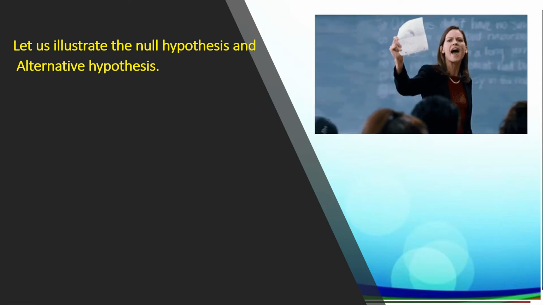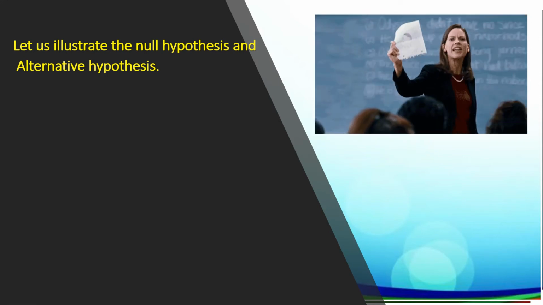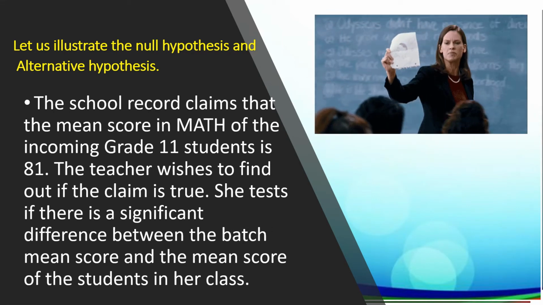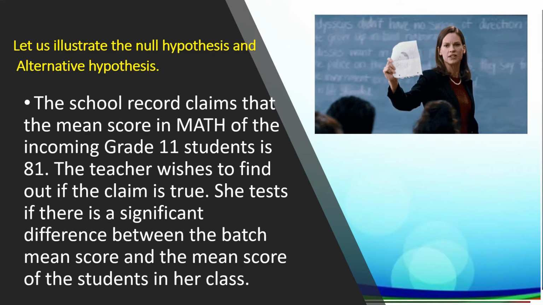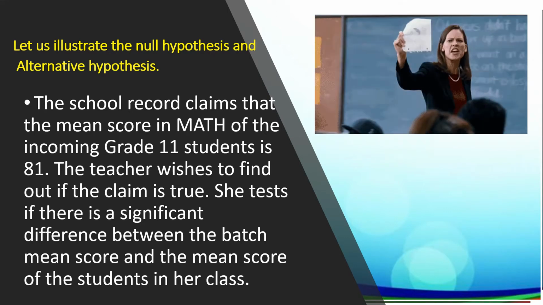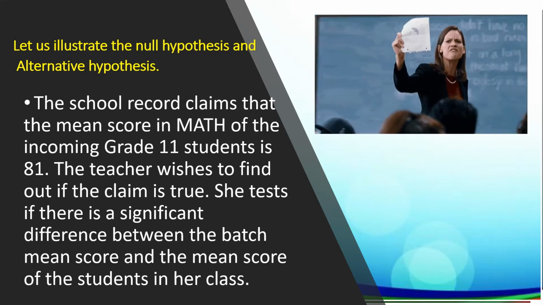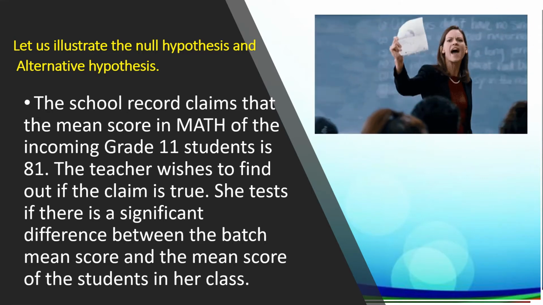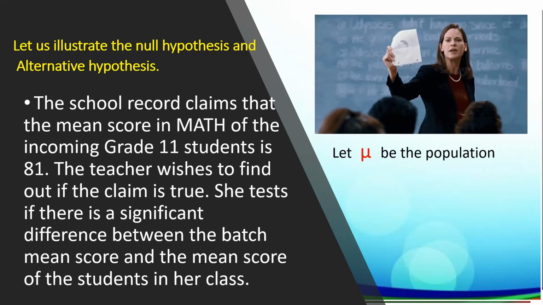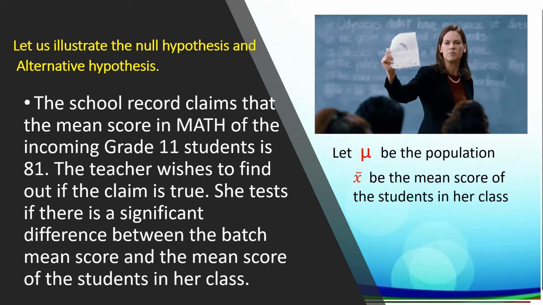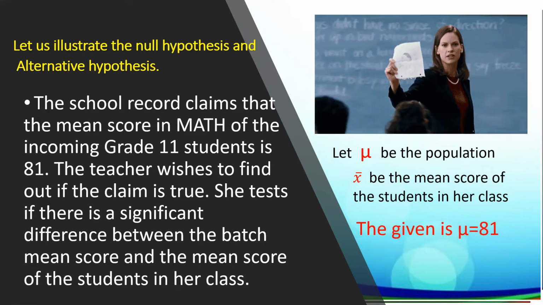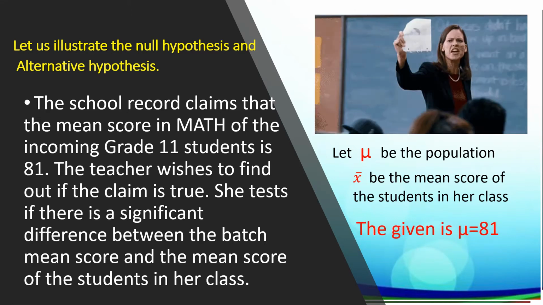Let us now illustrate the null hypothesis and alternative hypothesis of a given problem. The school record claims that the mean score in math of the incoming grade 11 students is 81. The teacher wishes to find out if the claim is true. She tests if there is a significant difference between the batch's mean score and the mean score of the students in her class. Let mu be the population mean, and x bar be the mean score of the students in her class. So the given mean of the population is 81.